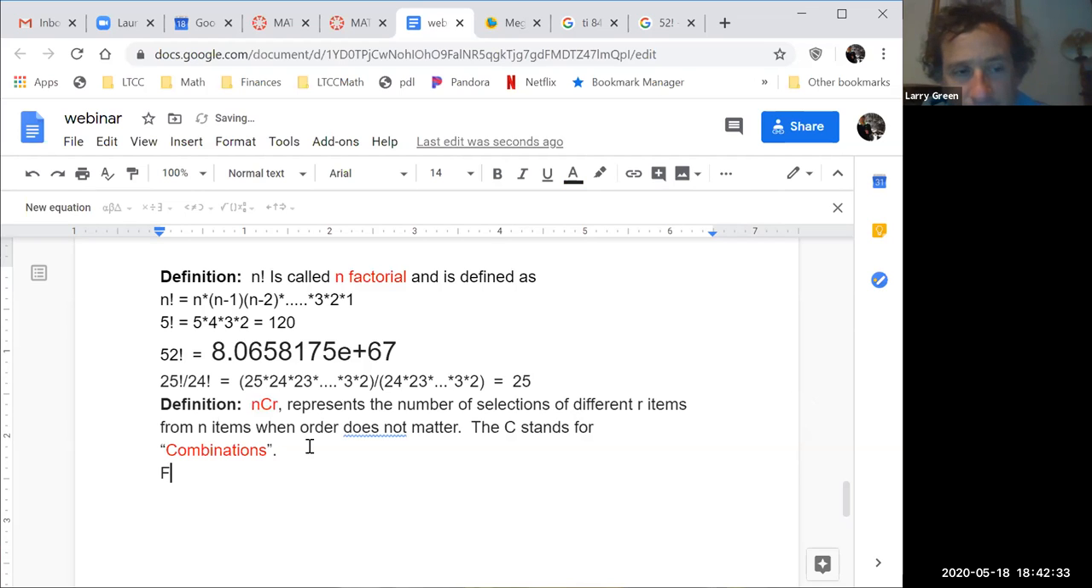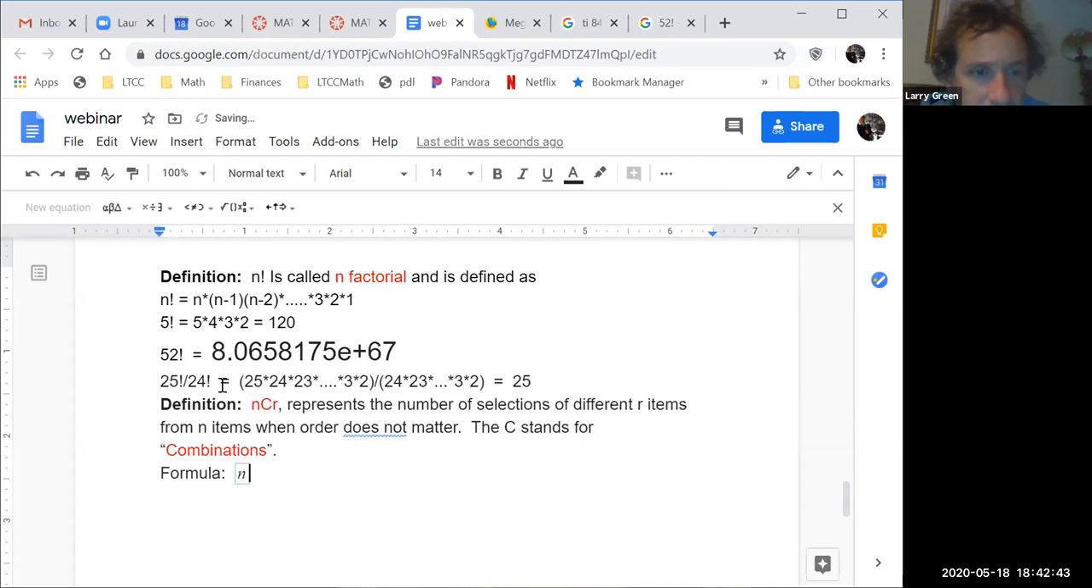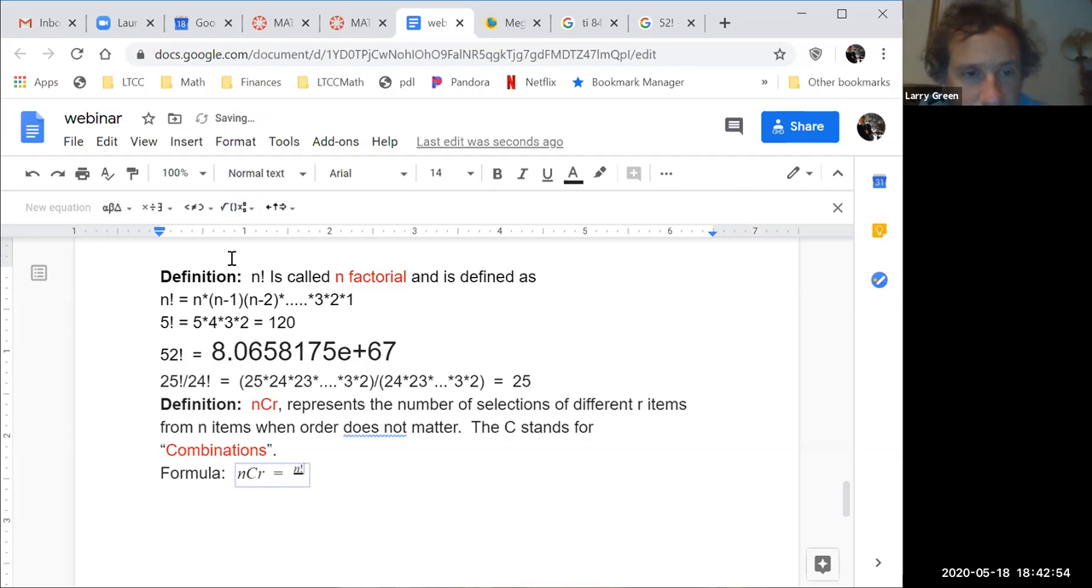Okay, the formula is the following. NCR is equal to the fraction n factorial divided by R factorial times n minus R. Let me make that bigger. Factorial.